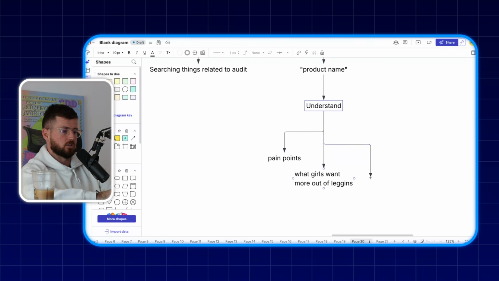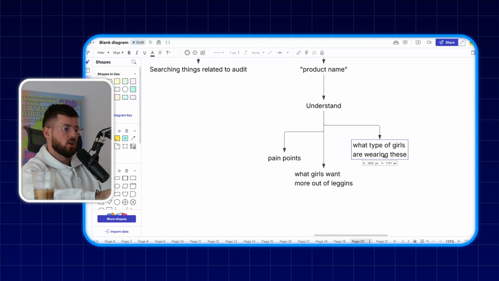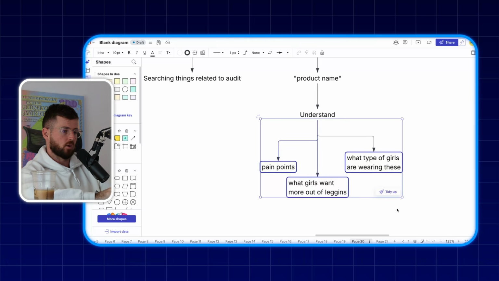Another thing I may want to understand is what type of girls are wearing these. So for example, you'll have girls that work out, that lift weights and stuff like that. You'll have girls that go out and do yoga with it. You'll have girls that go running with it and stuff. So what are the different types of girls that are wearing this?